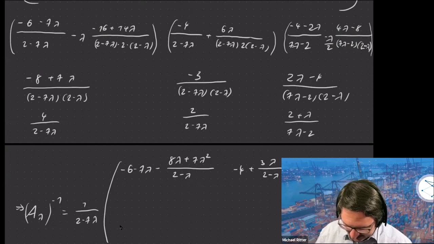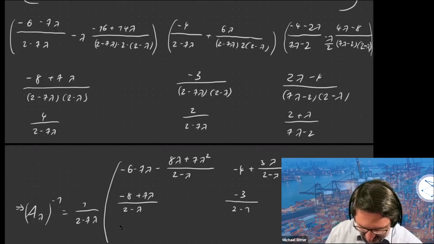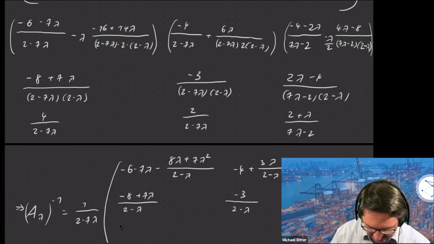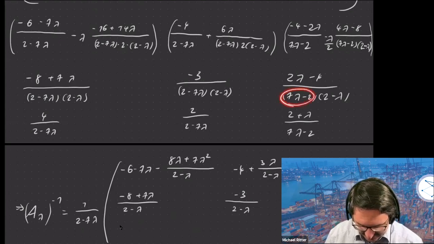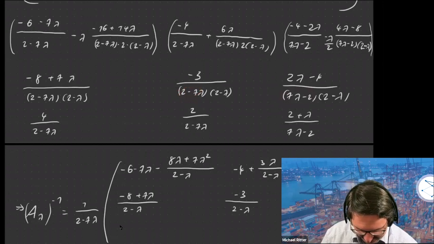2 minus 7 lambda, so that means we have minus 8 plus 7 lambda over 2 minus lambda. Here we have minus 3 over 2 minus lambda. And here we have 2 lambda minus 4 over 2 minus lambda. And again, we have 7 lambda minus 2 here and not 2 minus 7 lambda. So there's a minus sign in front of that.